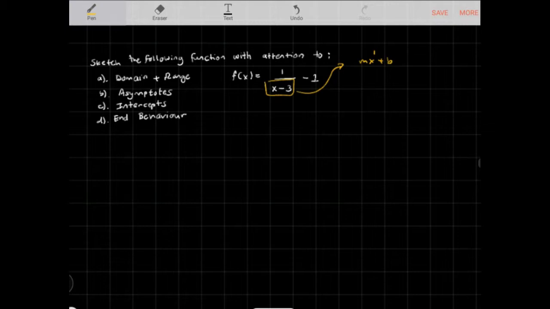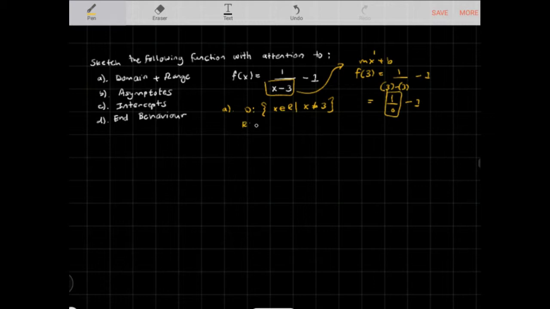So let's start with the domain and range. For the domain, x can belong to the set of all real numbers. However, there is a single restriction that x cannot be equal to, and we can understand that if we have f of 3 here, then 1 over 3 minus 3, minus 1, is going to give us 1 over 0 minus 1, and 1 over 0 doesn't exist, right? So because this doesn't exist, we say x cannot equal 3. Okay, so that's the restriction on the domain.